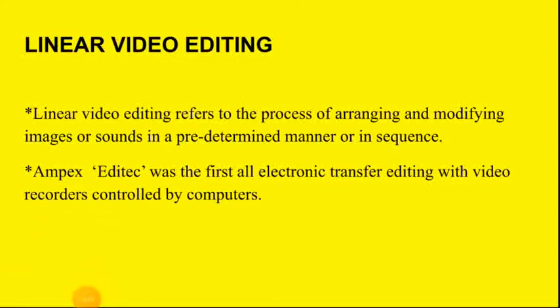Here, the original source recording is left unaltered and discrete video shots and sound are re-recorded in a new sequence on the Edit Master. Here one or more videotape players and separate video recorders are used to piece together the final video footage. This is linear video editing. It is the process of arranging and modifying images or sounds in a predetermined manner or in a sequence.